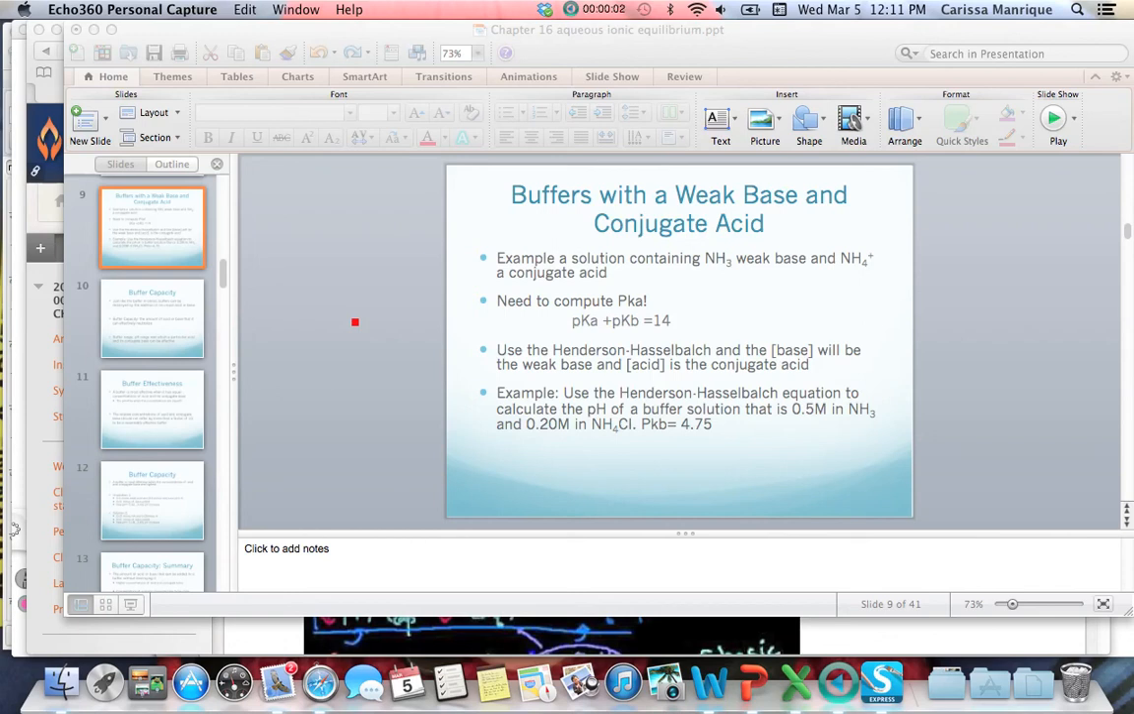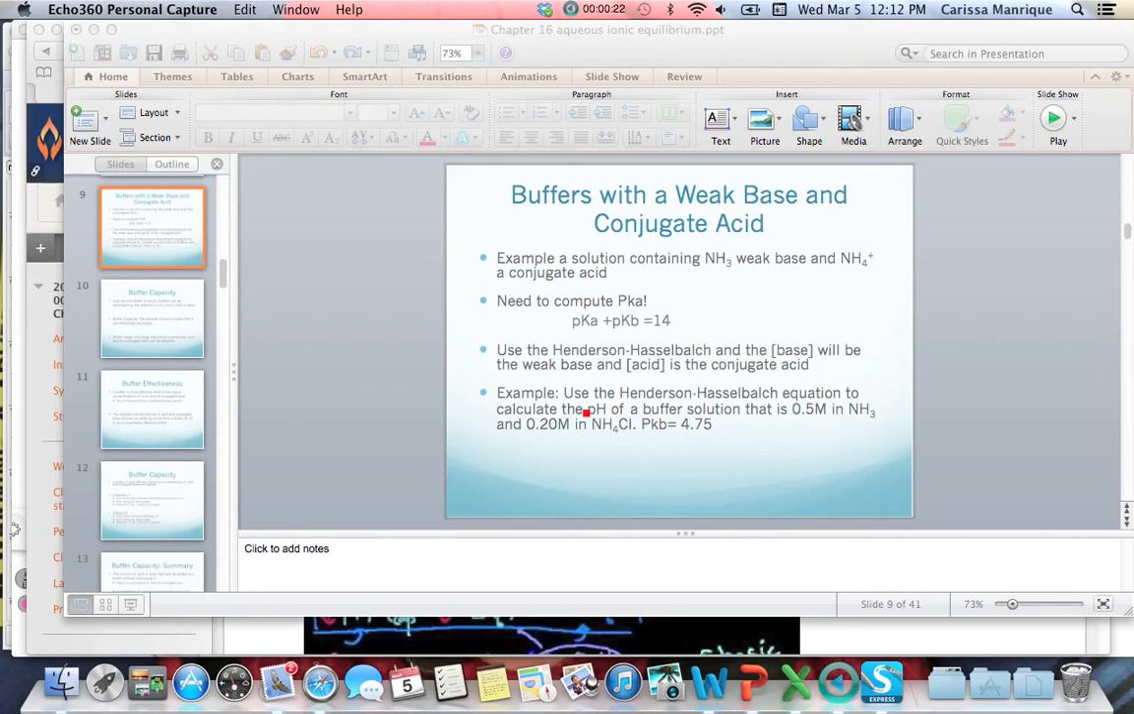We're going to look at buffer capacity. Before I do that, I just wanted to show you, if you do get a buffer problem and they give you a pKb instead of a pKa, or a Kb instead of a Ka, then all you need to do is convert that to pKa.